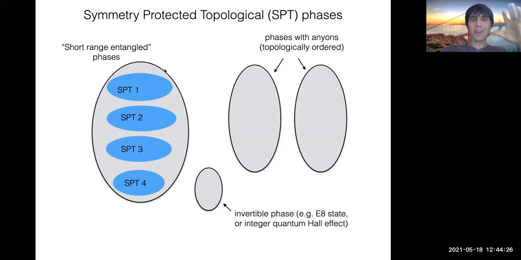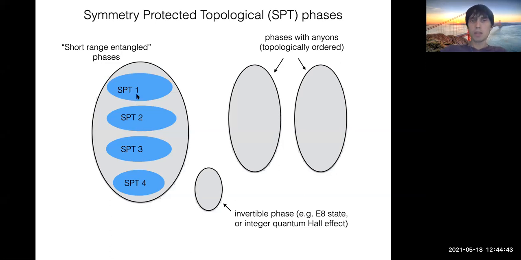Morally speaking, these are all in the same phase without symmetry. But if you include symmetry, if you restrict to only Hamiltonians that commute with a certain symmetry, it turns out that you can have different non-trivial phases. And these are so-called symmetry protected topological, or SPT, phases.